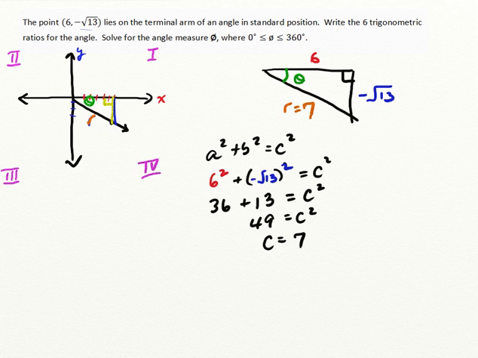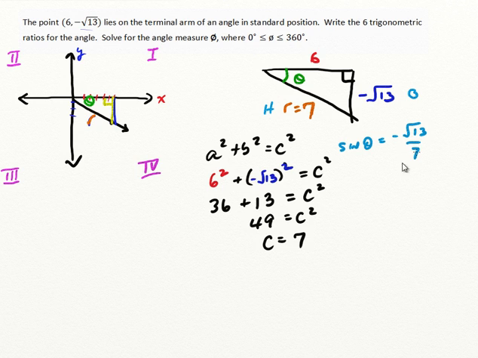So let's start, and we'll write the 6 ratios. I guess we can just say that sine theta equals, well, sine is opposite, and this is the opposite side, over the hypotenuse, which is our radius. So negative root 13 over 7.